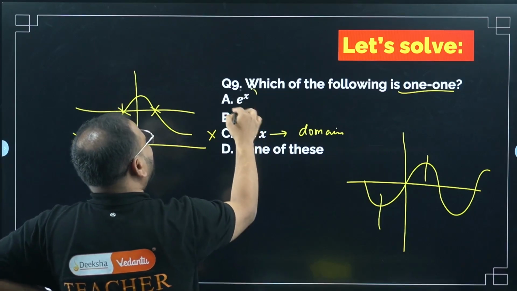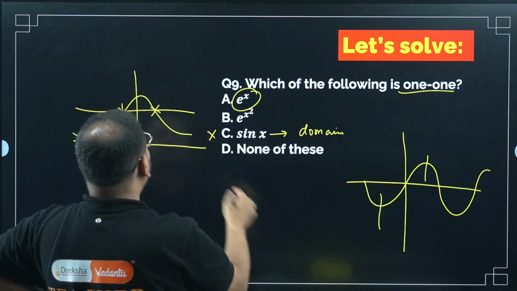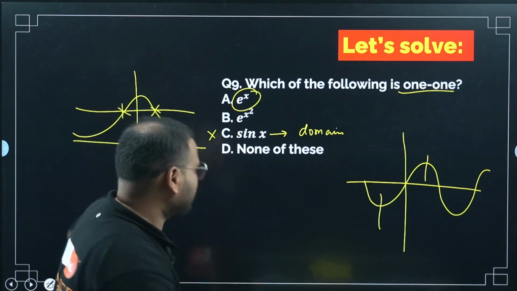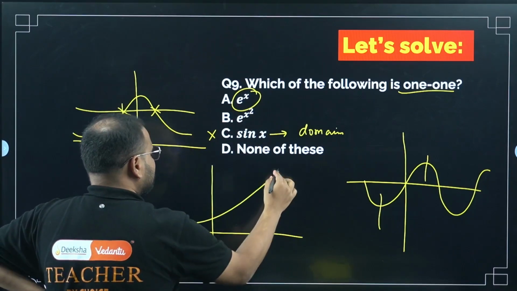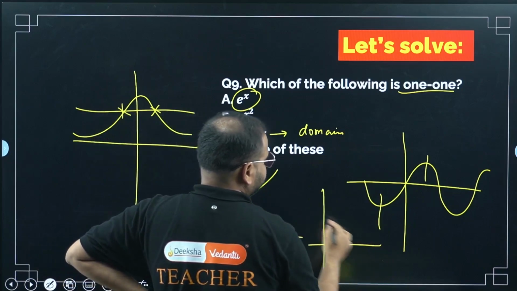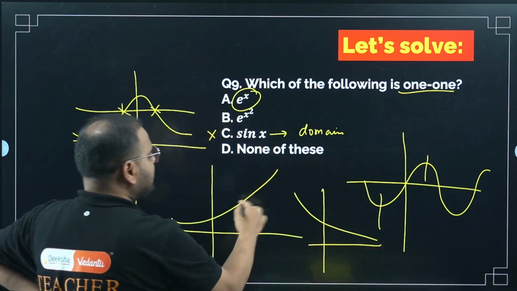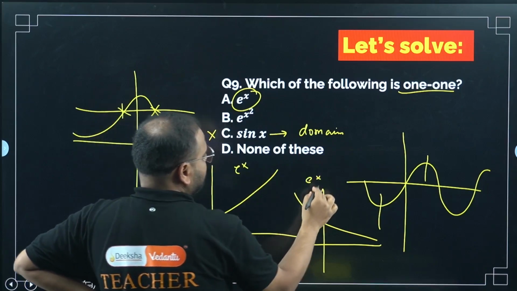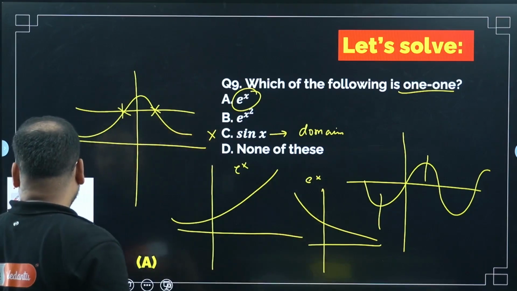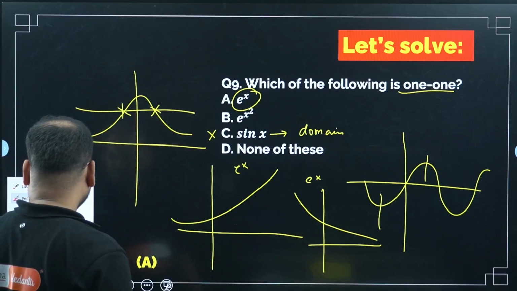Forget about e power x square. You might say, sir, how do I know the graph of e power x square? Forget about that. E power x, you know. E power x has two types of graphs. One is like this and one is like this. Both graphs are for e power x only, for both the definitions.